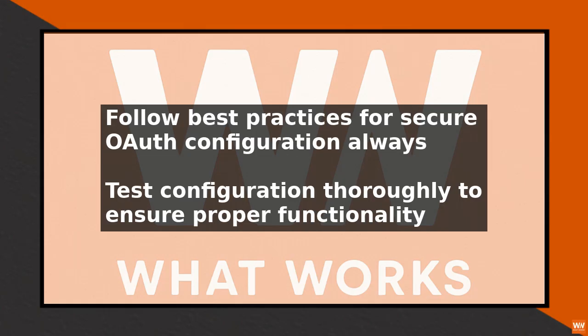In summary, configuring OAuth with AWS Amplify involves initializing an Amplify project, installing the Amplify auth package, setting up an authentication provider, and configuring the provider in your Amplify project. By following these steps and best practices, you can securely authenticate users and access their profile information in your application.